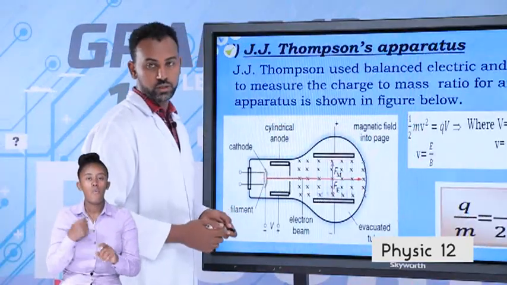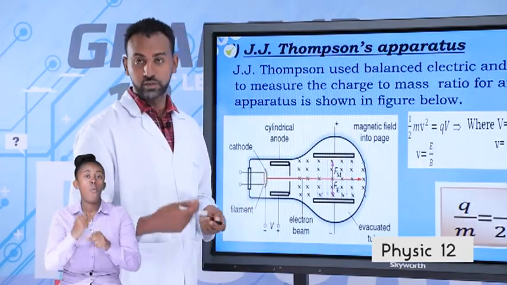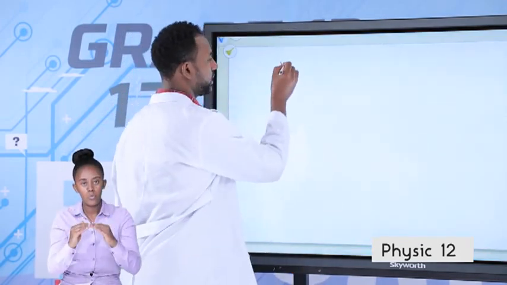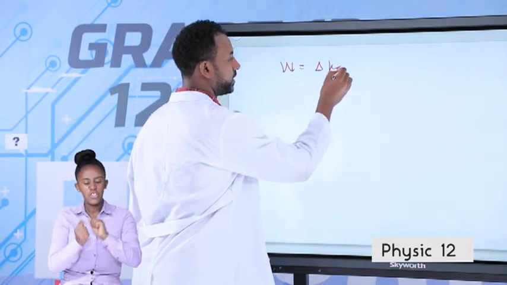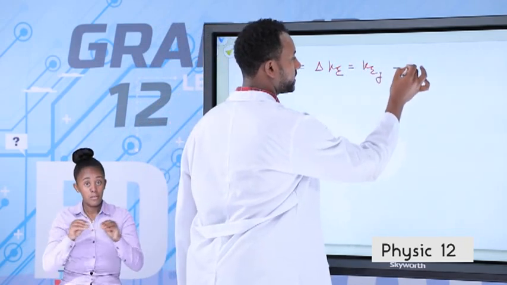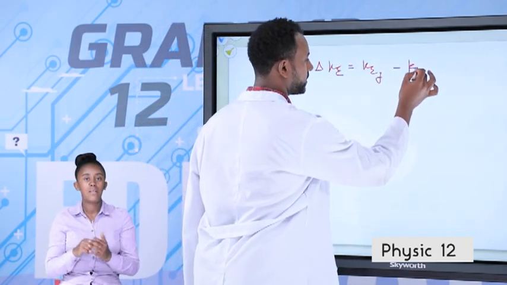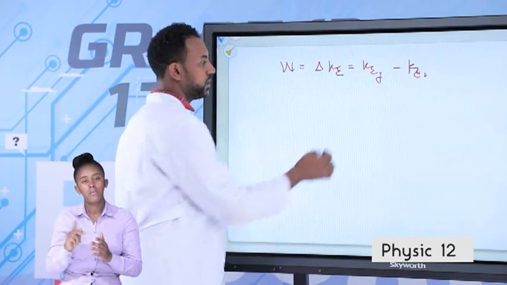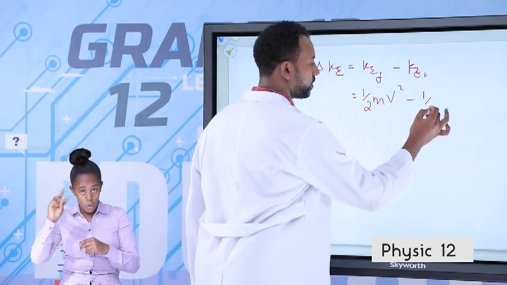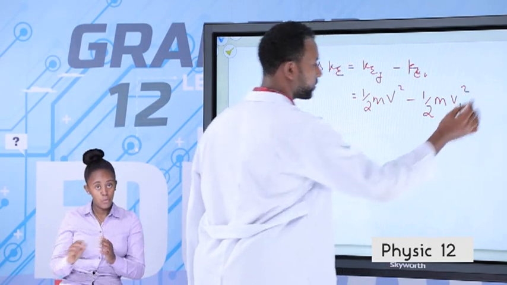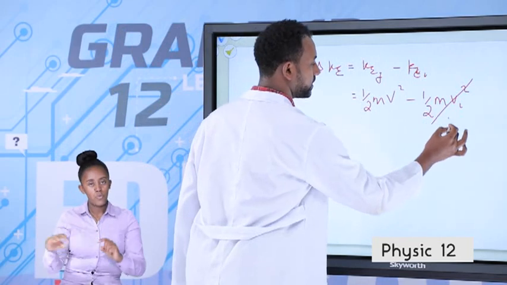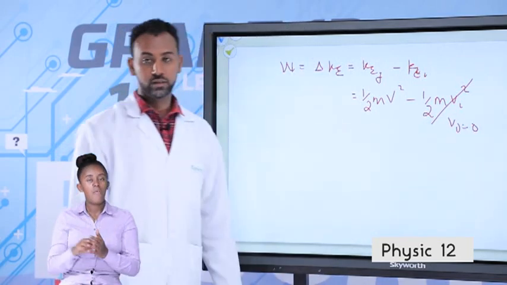And from the work-energy concept, it's possible to use the work-energy theorem. We know that work is equal to the change of kinetic energy, meaning the final kinetic energy minus the initial kinetic energy. The kinetic energy due to motion is half mv squared minus one over two m v initial squared. Initially, if the charged particle is at rest, it's possible to eliminate this term.